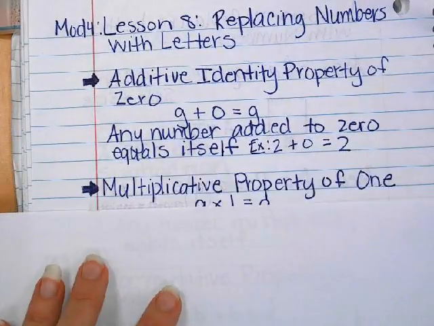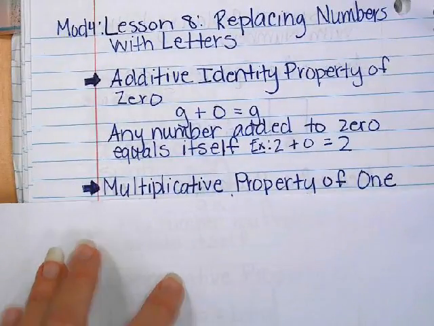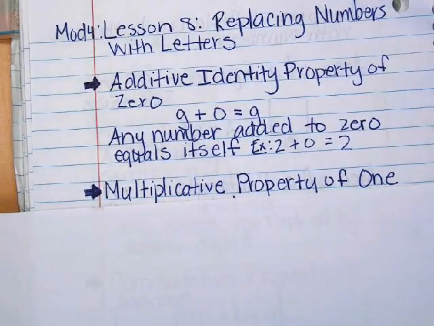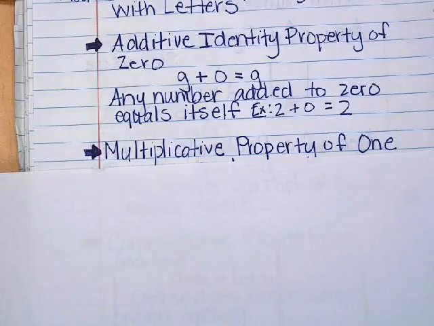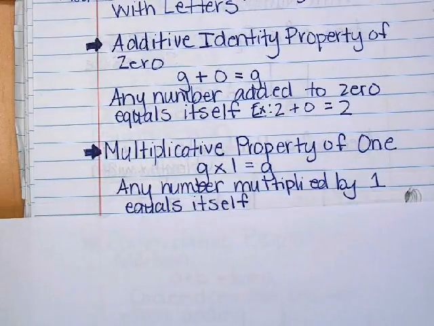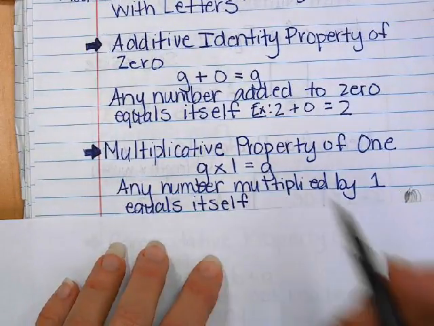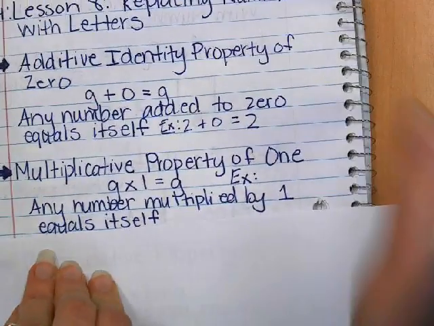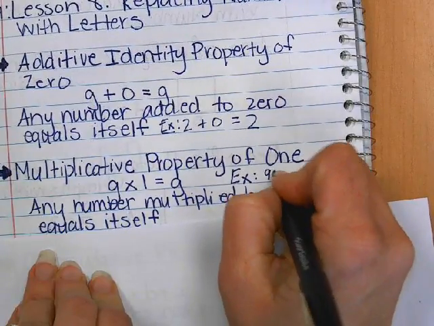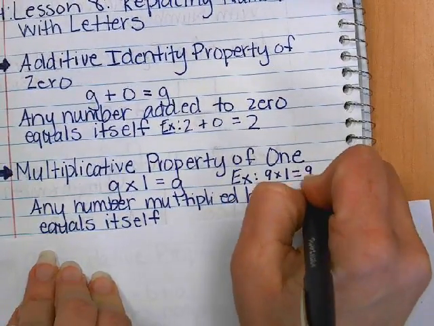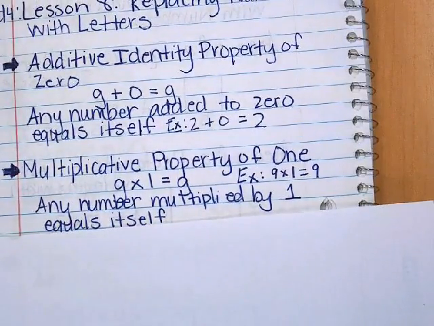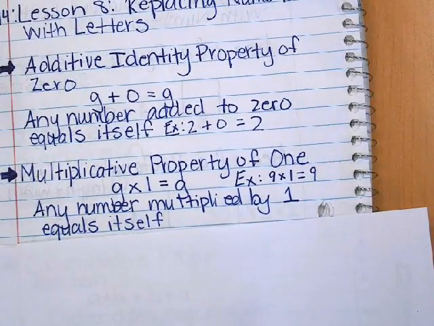The next one is called the multiplicative property of 1. When you see that word multiplicative, hopefully you hear and see the word multiply, which is what this property has to do with. What this property says is that any number times 1 or multiplied by 1 equals itself. So G times 1 equals G. An example of that would be, let's say, 9 times 1 equals 9. So any number, no matter what it is, if you multiply it by 1, it just equals itself. And that, again, is the multiplicative property of 1.